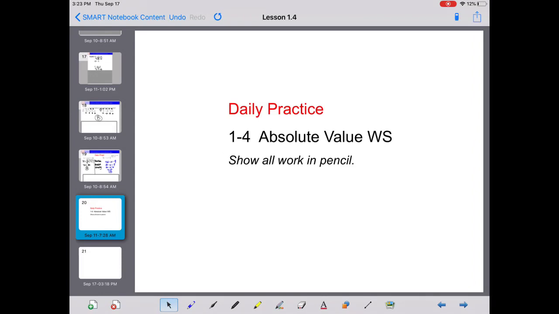Okay, tonight's homework is worksheet 1-4. It's all about absolute value and ordering and comparing integers. So give that a try and we'll see you tomorrow.